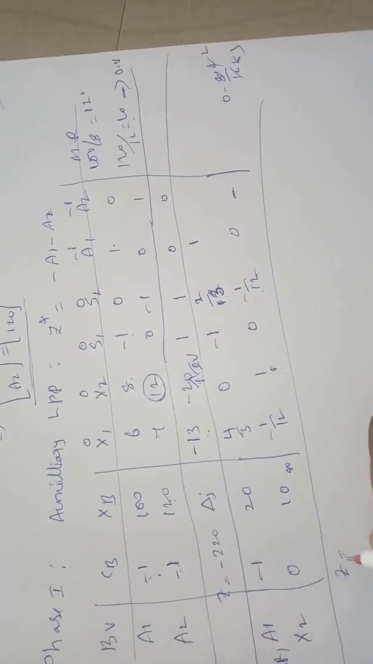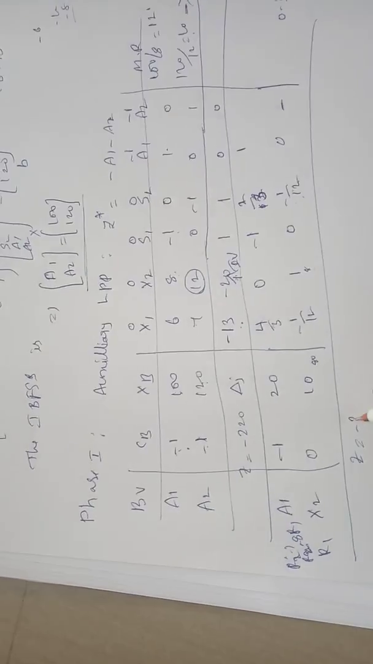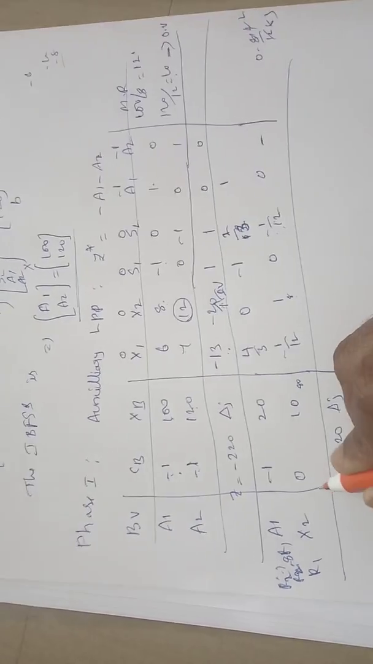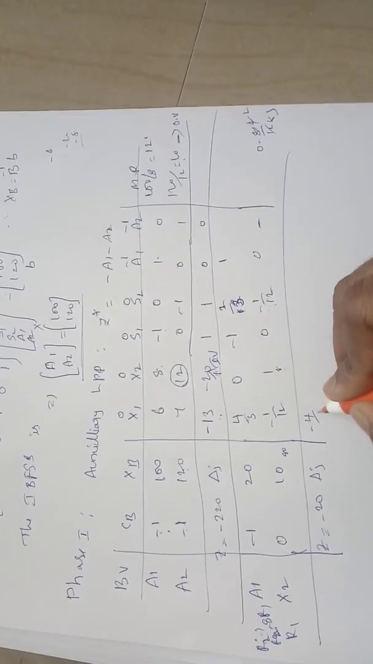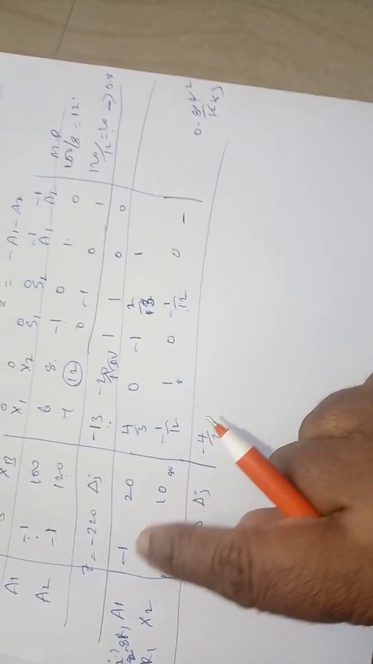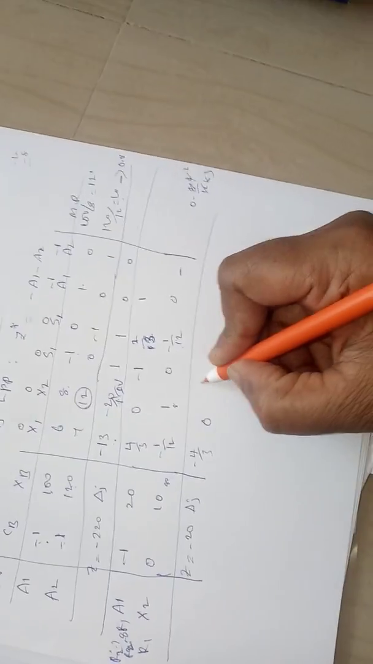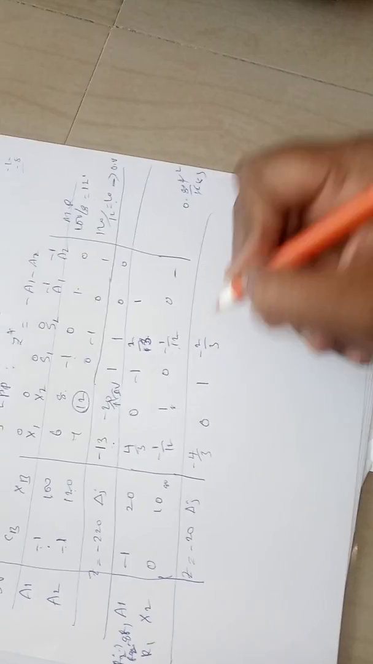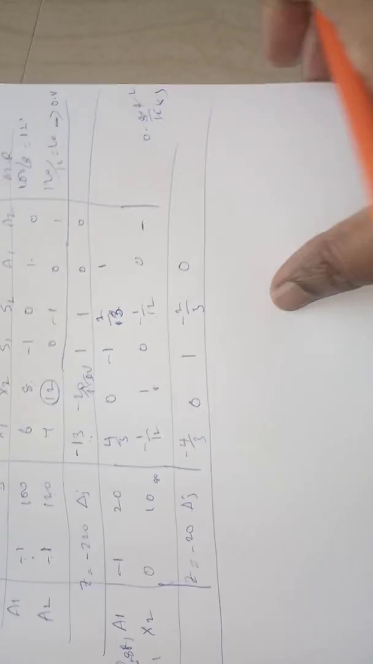And as usual find out z. Z equals minus 1 into 20, minus 20, and the delta z values. 0 means you can ignore that. Minus 1 into 4 by 3, minus 4 by 3. Minus 1 into 4 by 3, minus 4 by 3, minus 0, you will get minus 4 by 3 only. Minus 1 into 0, 0. Minus 1 into 0, 0, minus 0, 0. Minus 1 into 1, 1. Minus 1 into 2 by 3, minus 2 by 3. Minus 1 into 1, 0. Again you are getting 1. Both are negative values, minus 4 by 3 and minus 2 by 3.